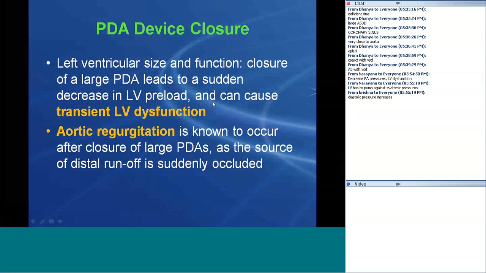So what happens is, closure of a large PDA leads to a sudden decrease in left ventricular preload, and this causes transient left ventricular dysfunction. But if you support these children with anti-failure treatment, diuretics, digoxin, sometimes ACE inhibitors, they come out of it in 2 to 3 weeks' time. Aortic regurgitation is the other one which happens when you close a large PDA. As the source of the distal runoff is suddenly occluded, the extra volume of blood starts causing aortic regurgitation. So these are the two important phenomena when you close a large PDA.